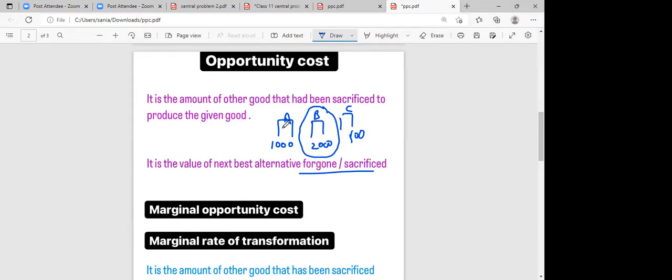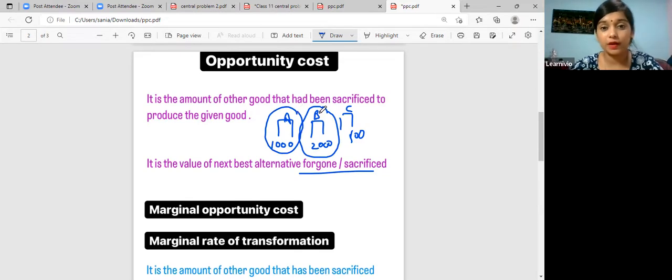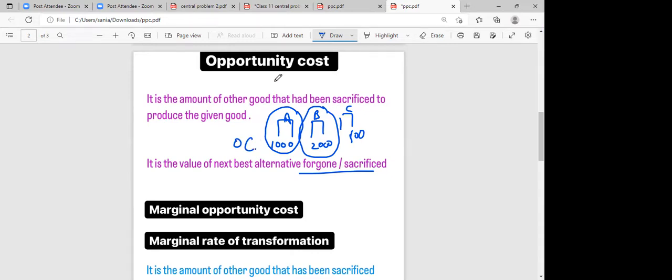Jenna, what do you think? Yeah, ma'am, A. Why? Because this is the next best alternative. See, this is your first priority, but the next best alternative means if you are not going for company B, definitely you are going for company A. So basically, company A is your opportunity cost. Clear? Yes, ma'am.